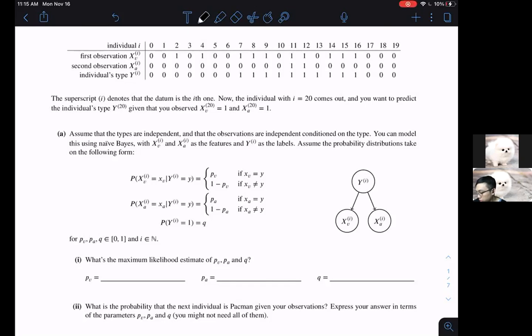So we assume that the x's are the features and that the y's are the labels. We also have these probability distributions, where the probability that xv is equal to little xv at any time step, given that yi is equal to some little y, is given by these associated probabilities. The same goes for the auditory with its associated probabilities. And the probability that any y is equal to 1, so any true type of the character being Pac-Man, is going to be q. All of these are between 0 and 1 to create valid probabilities.